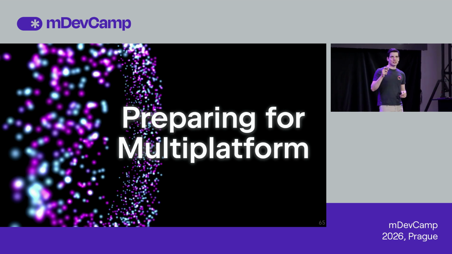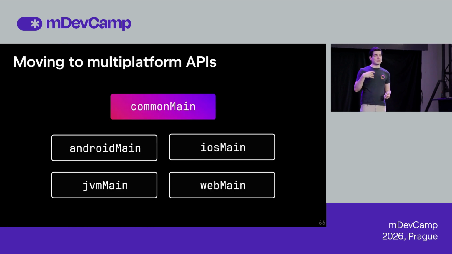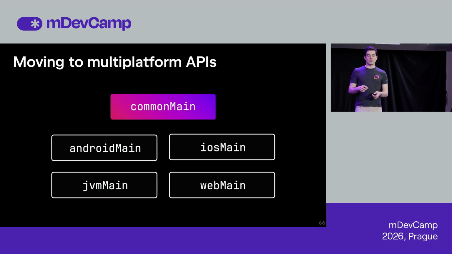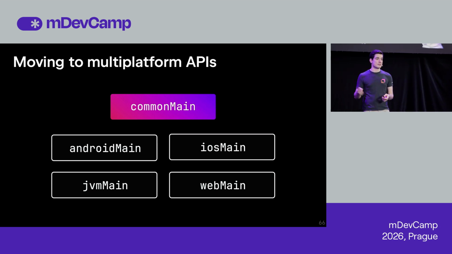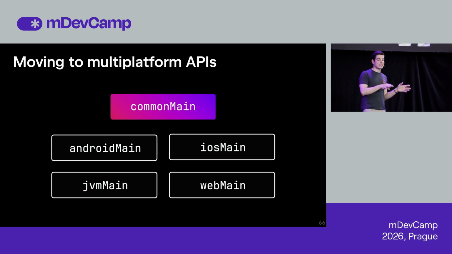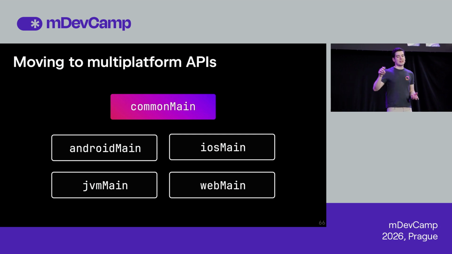So we just talked about Compose and migrating to Compose. And that migration is actually an example of a broader migration, which is just moving to multi-platform APIs in general. Because once you work with Kotlin Multiplatform, you'll have a bunch of different source sets in your projects, where you'll have a common main source set, where you can put platform-independent code. So that's the code that's shared between all of the platforms. And then you can have source sets that are auxiliary source sets, which can have platform-specific API calls and dependencies.